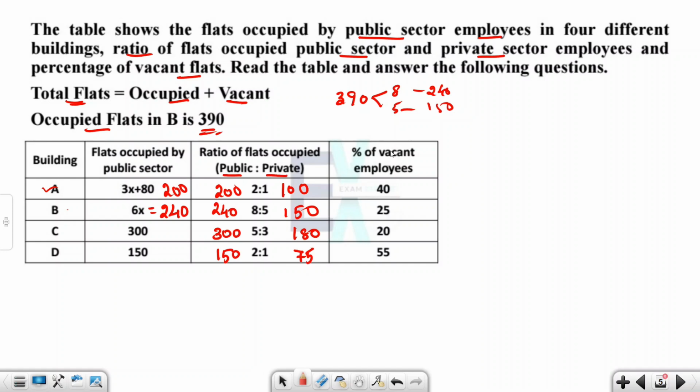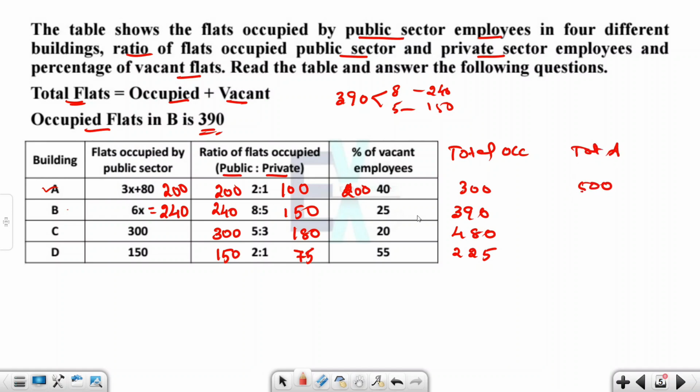And percentage of vacant flats, so what is the total? Okay, so total occupied. So what is total occupied? Here it is 300. In the second case it will be 390, third case it will be 480, and fourth case it will be 225. So vacant is 40, then what will be the occupied? 60. If 60% is 300, 40% will be 200. Okay, and total available will be 500.